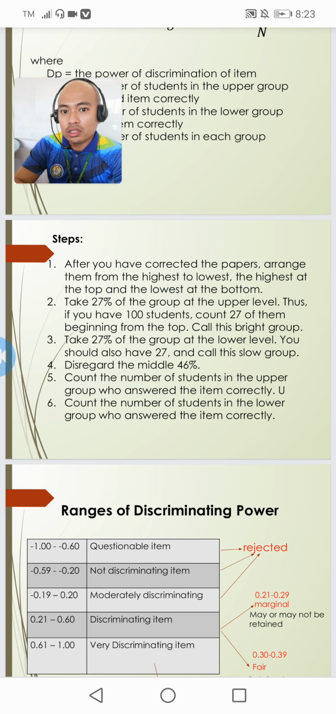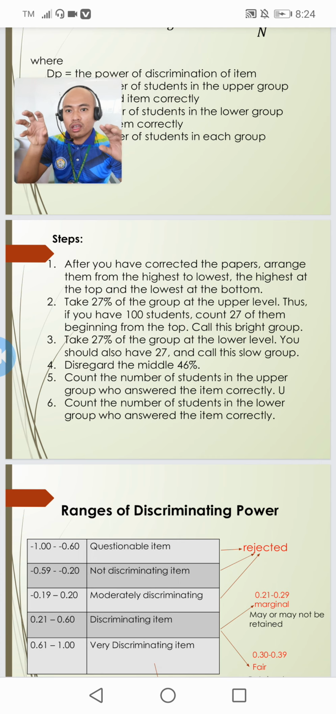We will call them the bright group, and another 27% will be taken from the lower part of the arrangement of the data. So in that case, we will again take 27% below in our arrangement, starting from the lowest score going up. Once you have formed those 27 individuals, they will represent what is called the slow group. So you will concentrate on these two groups of 27, 27 for the upper group or the bright group, and 27 for the low group or the bottom group. Okay, so this is our concentration.